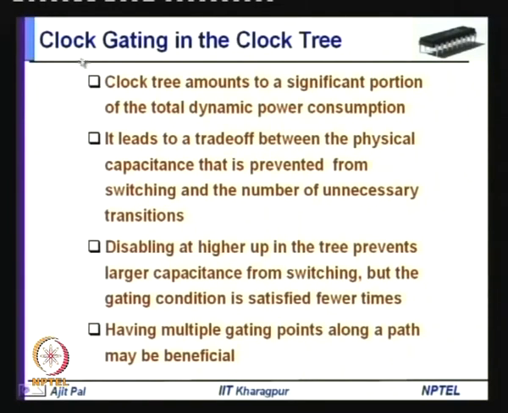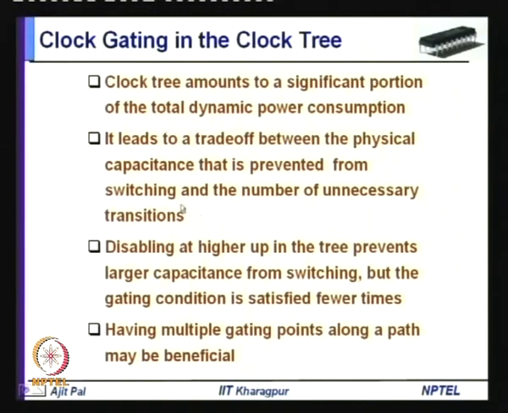Then the third problem, that is clock gating in the clock tree. I have already mentioned the clock tree synthesis, and the clock tree amounts to a significant portion of the total dynamic power consumption, which I have already told. It leads to a trade off between the physical capacitance that is prevented from switching and the number of unnecessary transitions. So, here the trade off is where you will put the clock gating circuit, nearer to the root or nearer to the leaf, and that will decide the number of clock gating circuits. So, disabling higher up in the tree prevents large capacitance from switching, but the gating condition is satisfied fewer times.